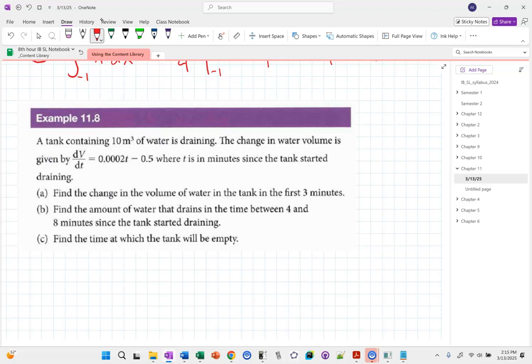A tank containing 10 cubic meters of water is draining. The change in water volume is given by dV/dt equals yada, yada, yada, where t is in minutes since the tank has started draining. Find the change in volume of water in the tank in the first 3 minutes.